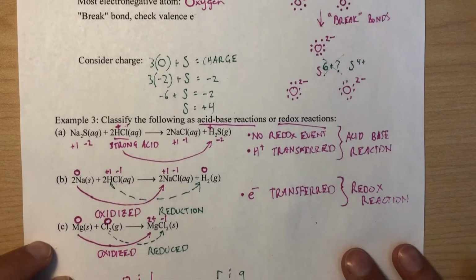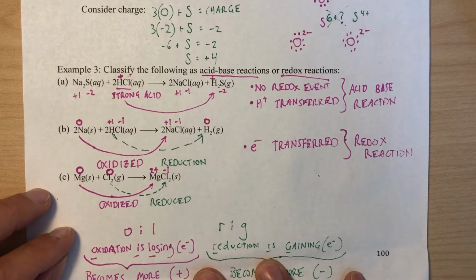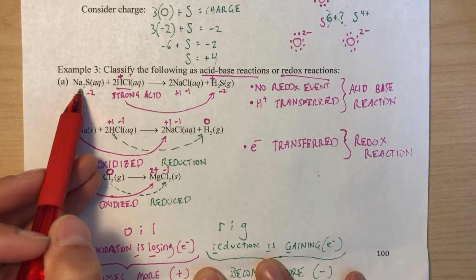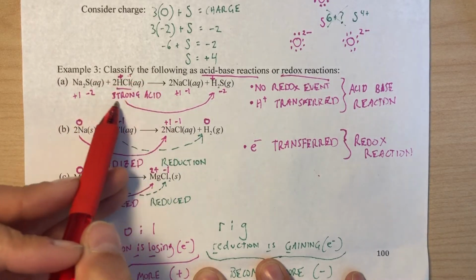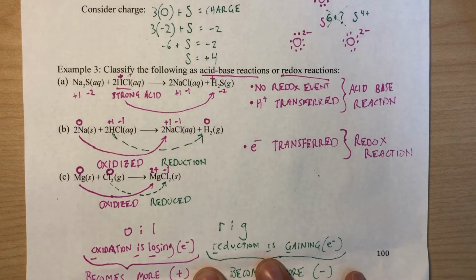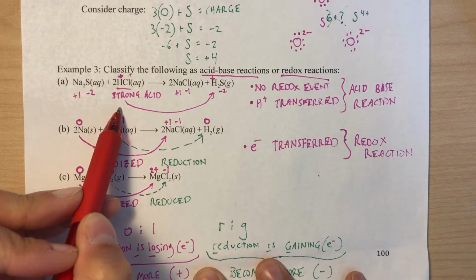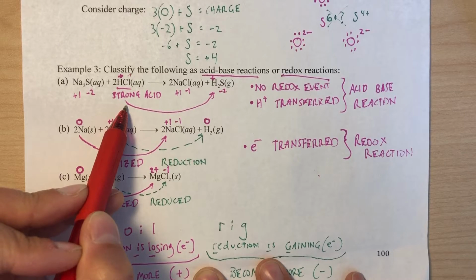Next, we're going to move on and talk about classifying reactions as acid, base, or redox. First, we're going to take a look at sodium sulfide reacting with hydrochloric acid. The first thing that should jump out to you is that we have a strong acid in this reaction. So the first thing to check is whether the strong acid is actually acting as an acid. How do you check that?